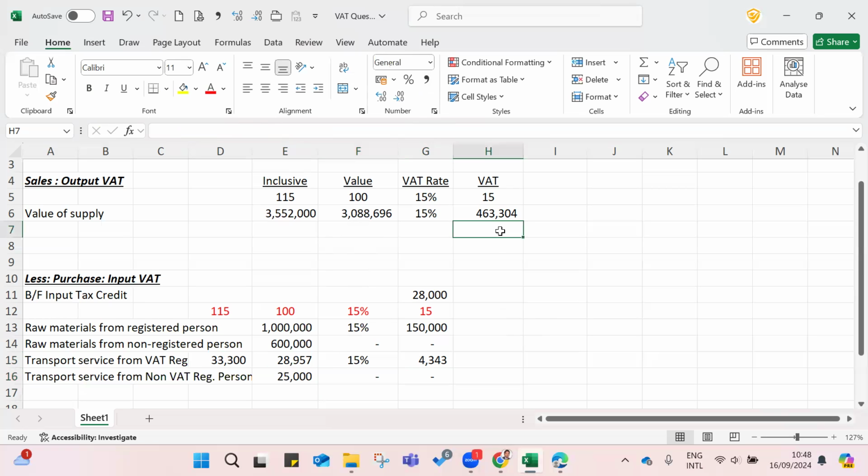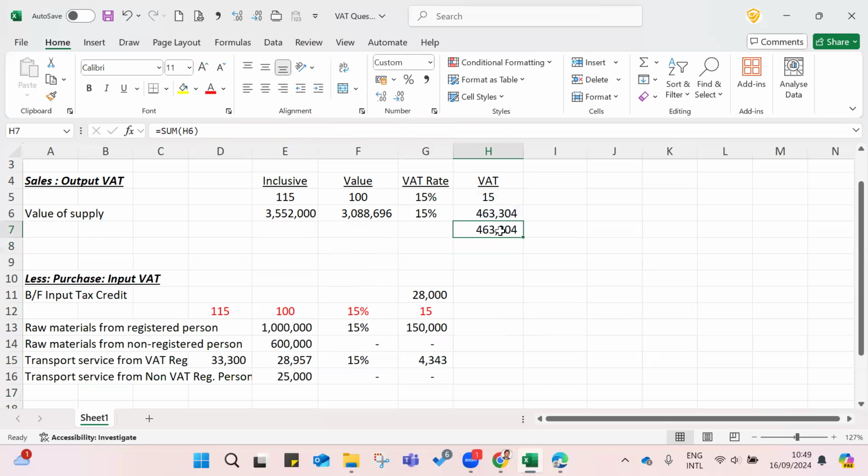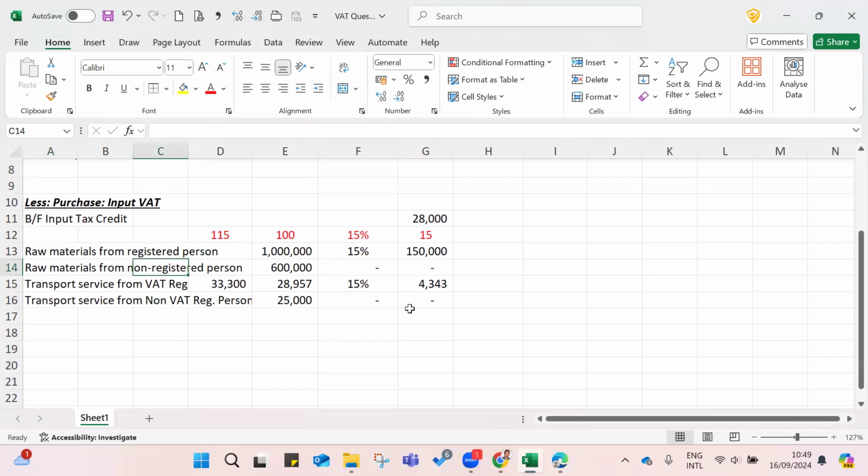Then your total output would be how much? Total output would be this much, right? Then you can deduct inputs. Then how much is the total input?